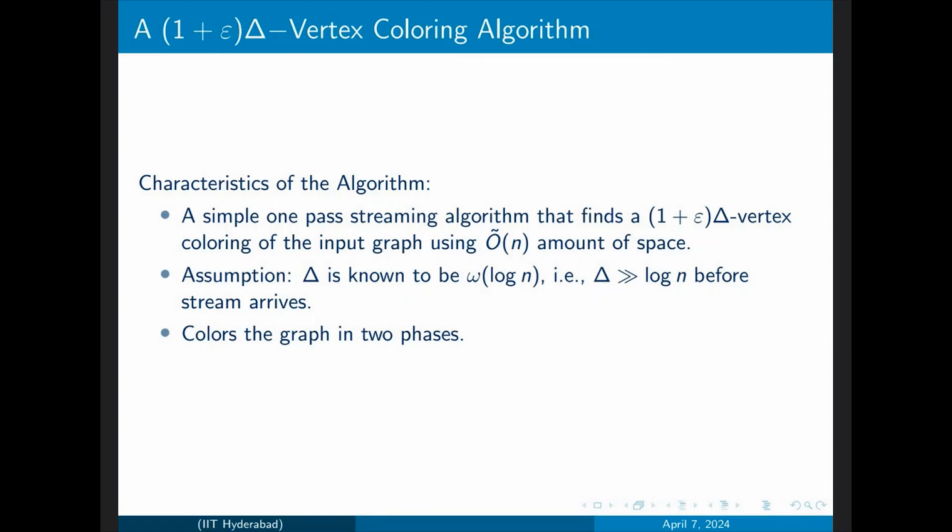The algorithm assumes that the value of delta is known, and sufficiently larger than log n, before the arrival of the stream, where n is the number of vertices in the graph. Also, the algorithm colors the graph in two different phases, phase 1 and phase 2. These phases are discussed in the following slides.